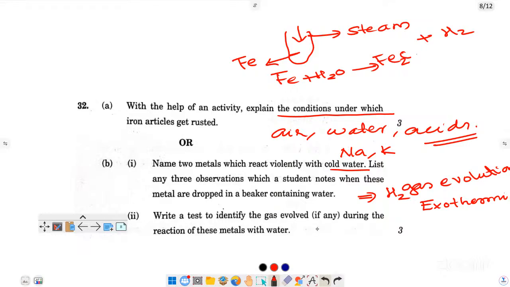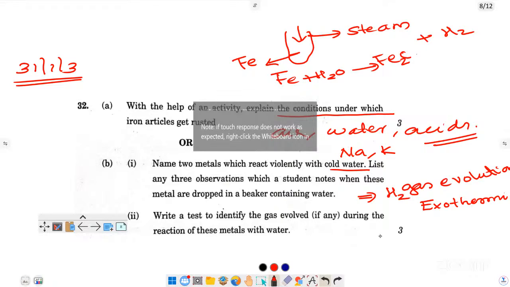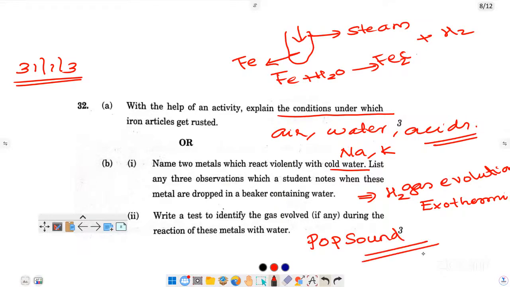Then write a test to identify the gas. Sir, which test set is this again? So this set is 31/1/3. Write a test to identify the gas. You can show a burning matchstick, and it will burn with a pop sound. That pop sound is important. Pop sound test. Okay, that's fine. Next.